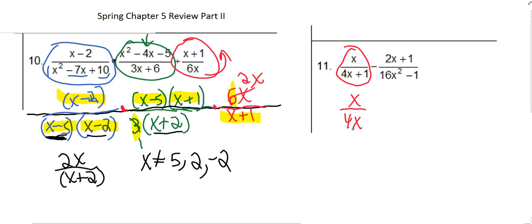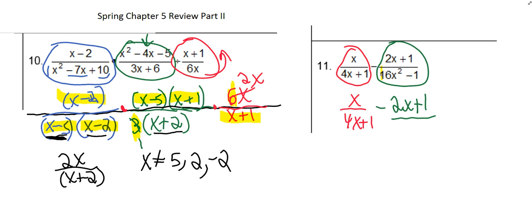But we notice that we don't have a common denominator. But when we do the green fraction, the top is already factored, so I'll just leave that as minus. And then it looks like the bottom is a square minus a square. So we're going to factor that out. The square root of 16 is 4, so we have 4x. Square root of 1 is 1, so we have 4x minus 1. And we have 4x plus 1.